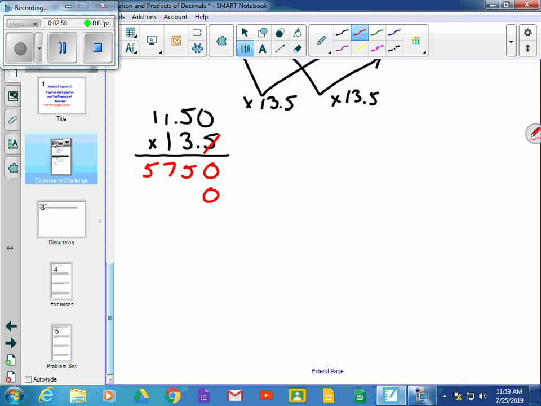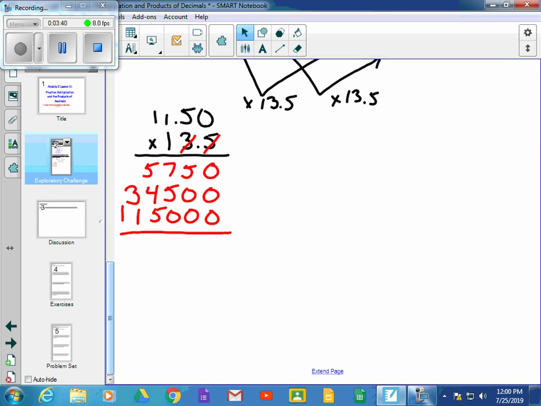Now I'm going to go on to the 3's. 3 times 0 is 0. 3 times 5 is 15. Carry the 1. 3 times 1 plus 1 is 4. And then 3 times 1 is 3. I've taken care of the 3. Erase my carryovers. Put 2 zeros down to hold places. And then deal with the 1. 1 times 0 is 0. 1 times 5 is 5. 1 times 1 is 1. And 1 times 1 again is 1.